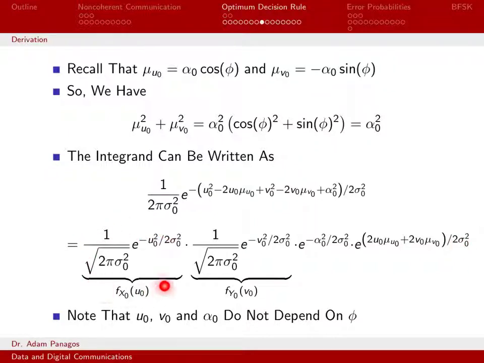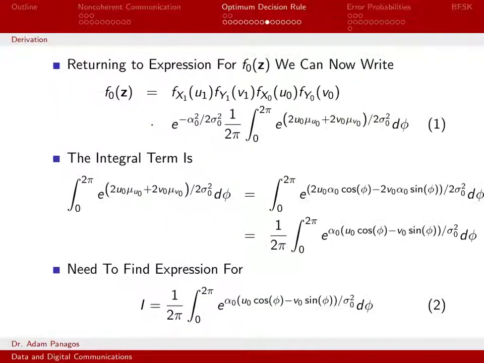This right here looks just like a zero mean Gaussian quantity, and this looks just like a zero mean Gaussian quantity. So we're going to call this random variable x0 and this random variable y0, because that's really what they are. They're just zero mean with variance sigma 0 squared, so they're basically just noise. We can use this fact on the next page, and we'll pull these out of the integral. So let's go ahead and do that.